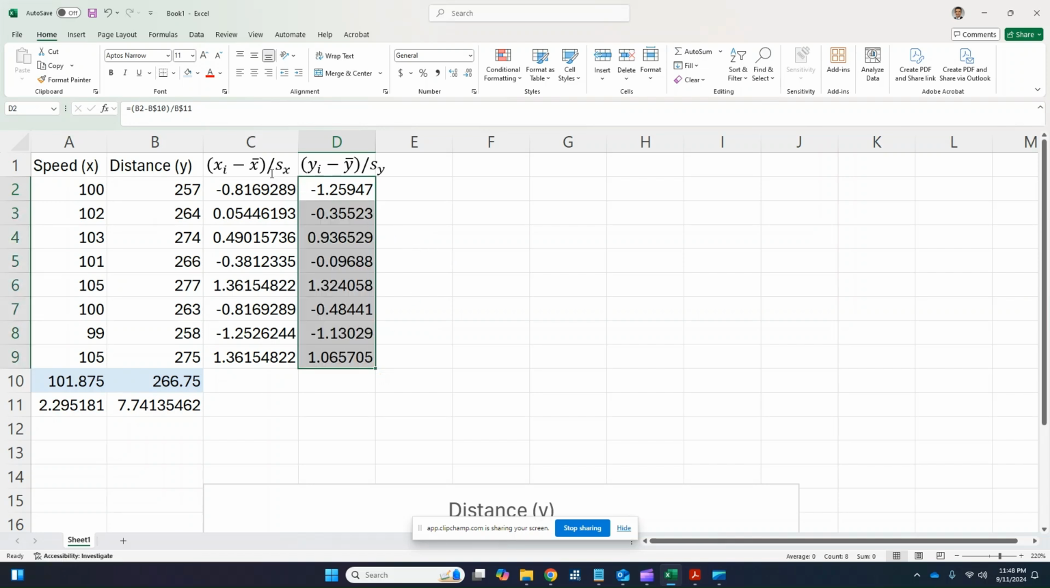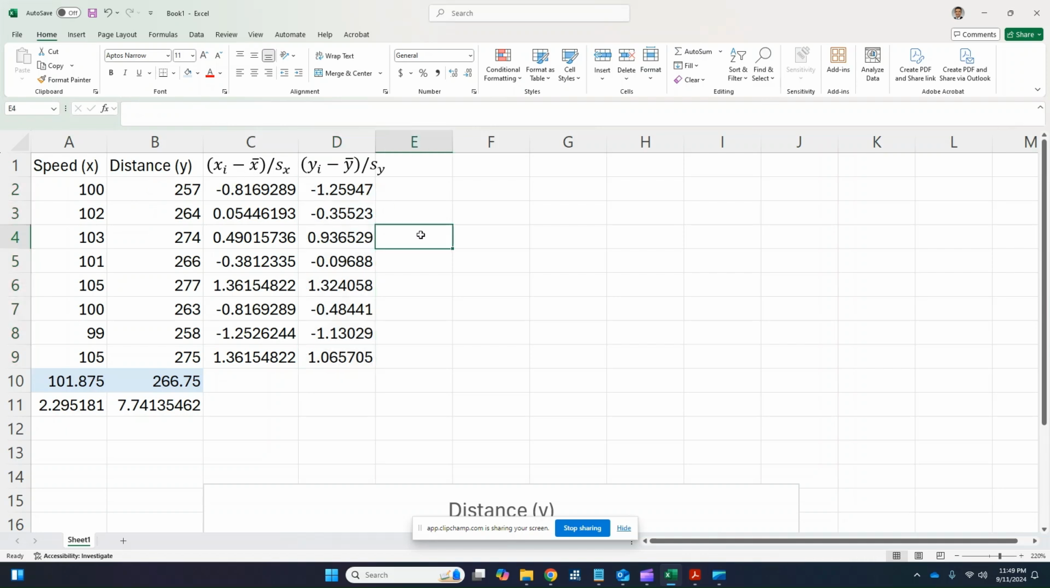In a way, what I did here is I calculated the z-score. So I subtracted the means and then divided by the standard deviation. Why? Because speed and distance are in different units. So using this, I'm calculating how many standard deviations away these values are from their respective means.